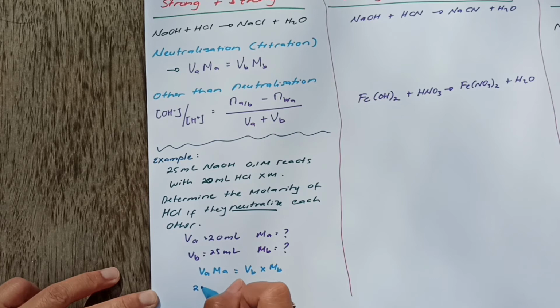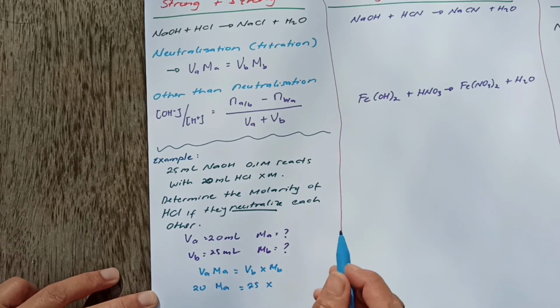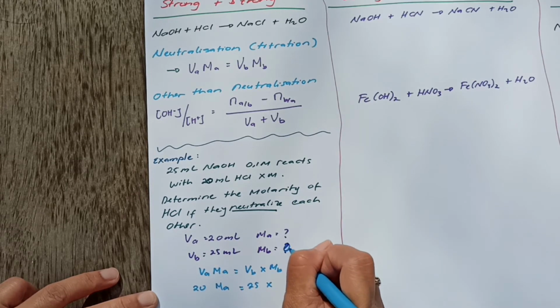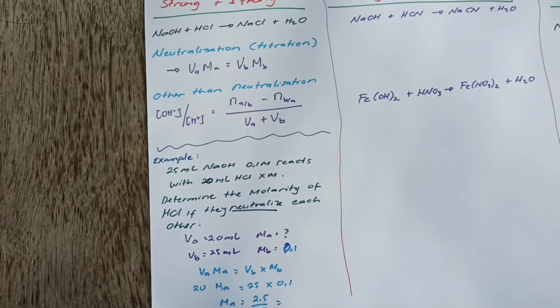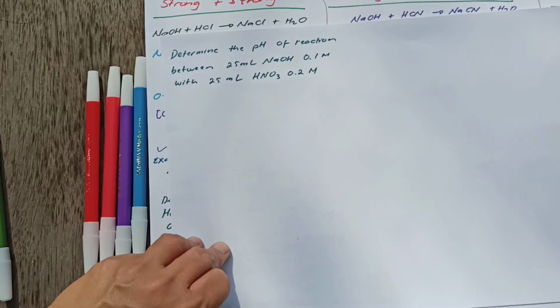Volume of acid is 20, the molarity is unknown, volume of base 25 times molarity of base 0.1. So the molarity of the acid will be 2.5 per 20, which is going to be 0.125. Okay. That is a question for neutralization.